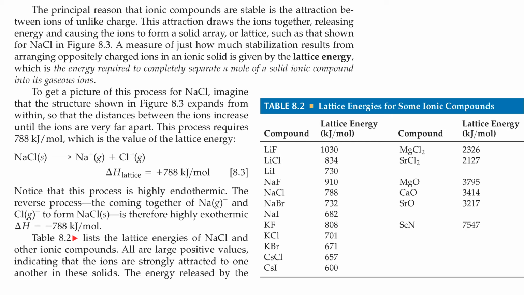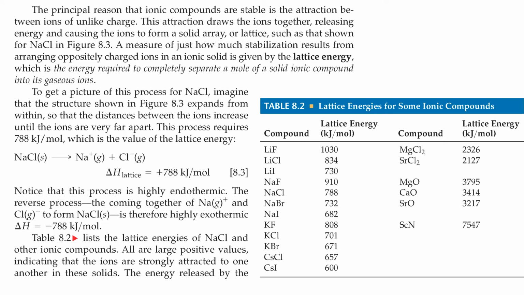A measure of just how much stabilization results from arranging oppositely charged ions in an ionic solid is given by the lattice energy, which is the energy required to completely separate a mole of solid ionic compound into its gaseous ions. To get a picture of this process for sodium chloride, imagine that the structure shown in Figure 8.3 expands from within, so that the distances between the ions increase until the ions are very far apart. This process requires 788 kilojoules per mole, which is the value of the lattice energy.